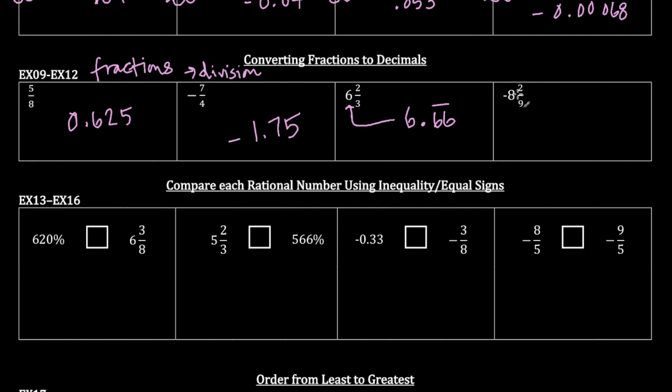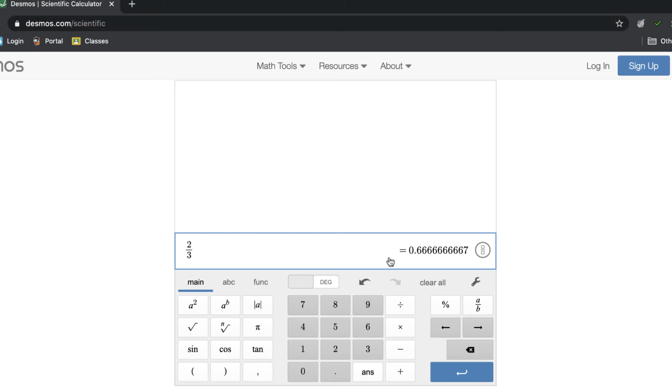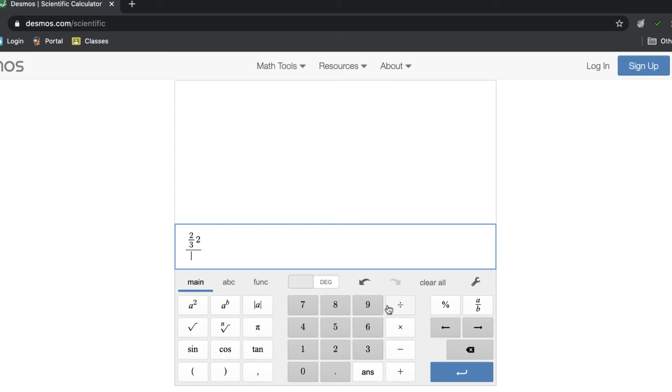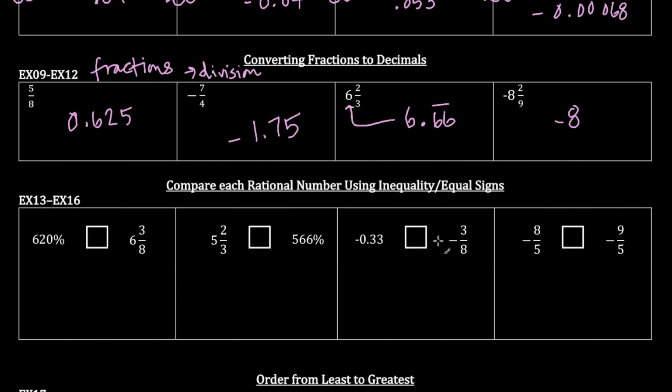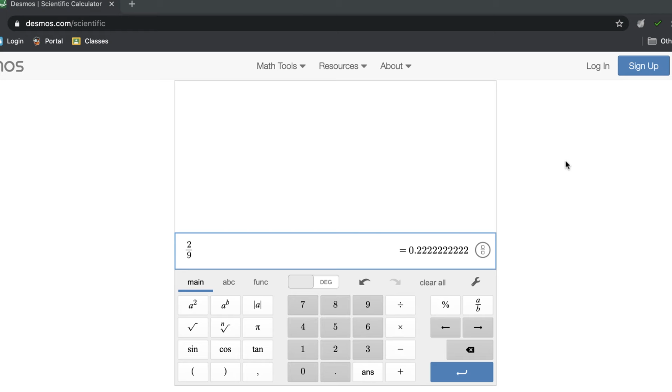Okay. And this last one, we have negative 8. We just got to figure out the 2/9. 2 over 9. Oh, I forgot to clear it. 2/9 is 0.22 repeating. Now remember, it didn't round. This last one's not a 3 because the 2 wouldn't make it round up.